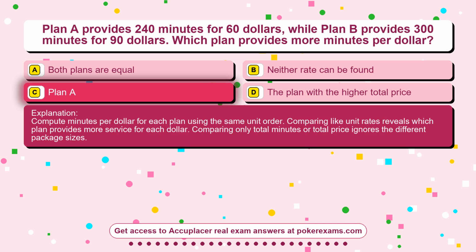Compute minutes per dollar for each plan using the same unit order. Comparing like unit rates reveals which plan provides more service for each dollar. Comparing only total minutes or total price ignores the different package sizes.